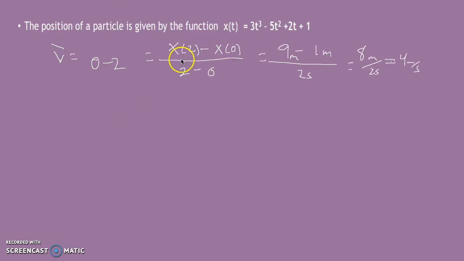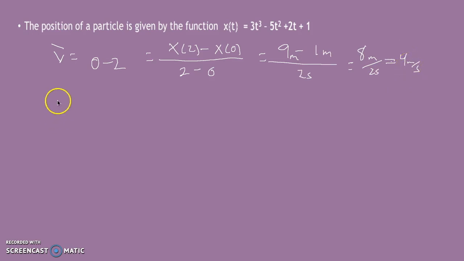Okay, so in order to find average velocity, we need to find the displacement so that we can take that displacement divided by the change in time. So between 0 and 2 seconds, 9 meters was the position at 2 seconds. At 0 seconds, the position was 1 meter. So that gives us an average velocity of 4 meters per second.